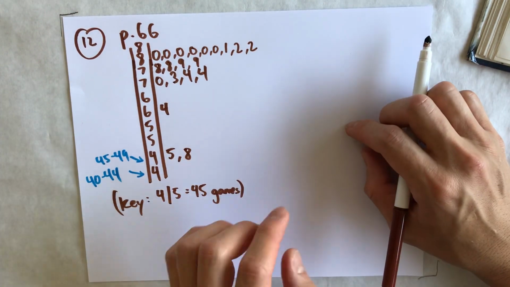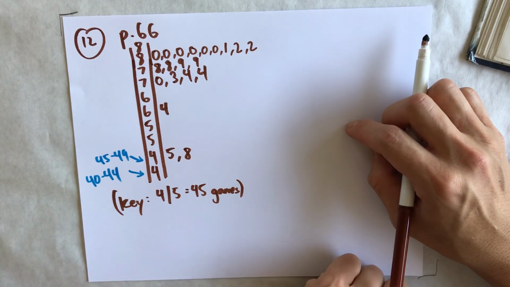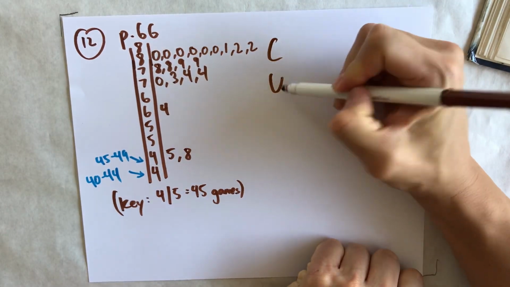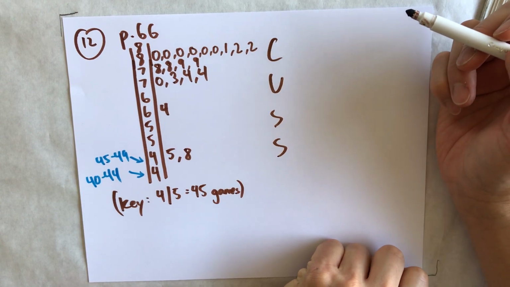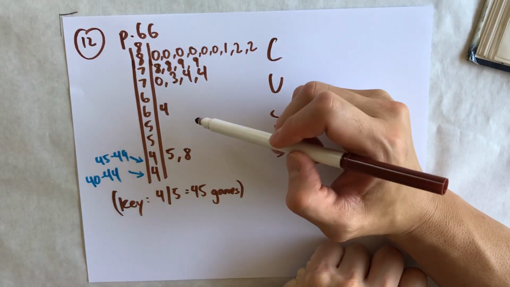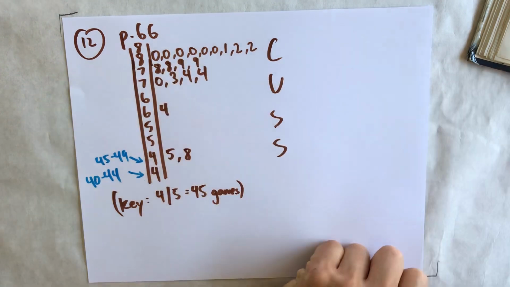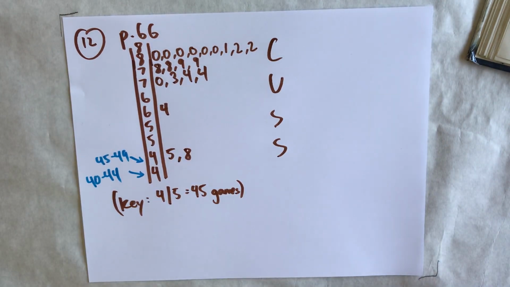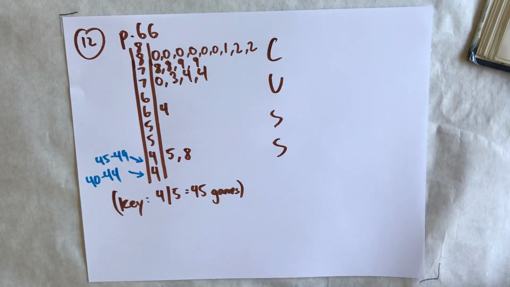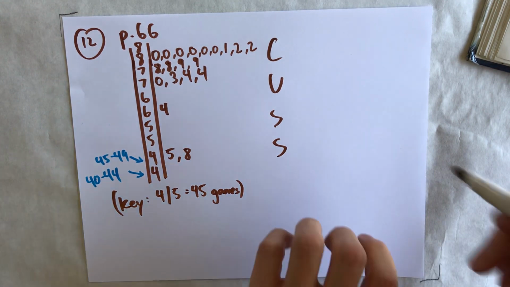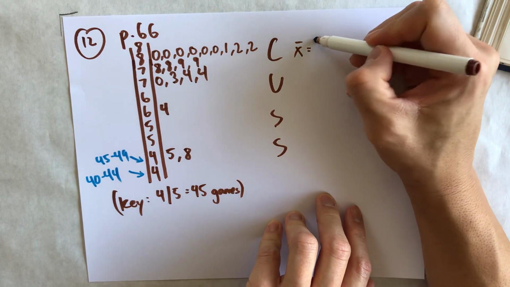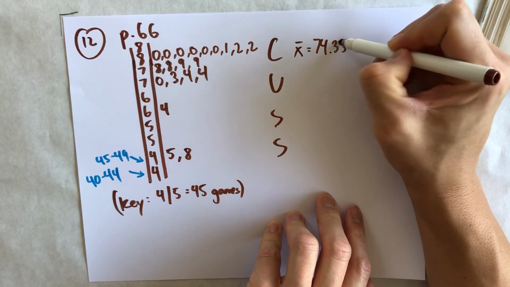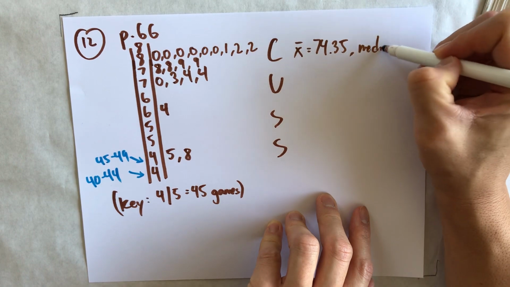So it says describe the shape of this distribution. We can just talk about that. So we want to go with center. What would you say the center is right here? You can actually calculate the center. You can plug this in your calculator and just calculate what the mean or the average is. I already went ahead and done that, and the mean here comes out to 74.35.